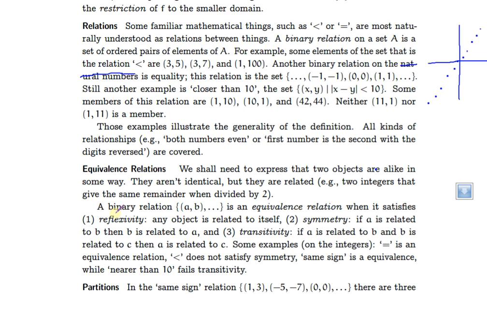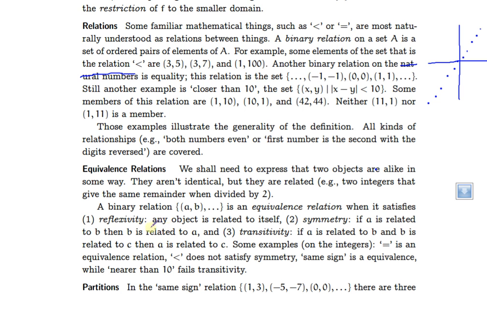So here are some additional conditions that an equivalence relation must satisfy. First of all, an equivalence relation must satisfy the condition of reflexivity: any object is related to itself. We'll give examples in a minute, and you'll see how this works. Two is symmetry: if A is related to B, then B is related to A. And three is transitivity: if A is related to B and B is related to C, then A is related to C. Now you can certainly see these three things are true for the relation equals.